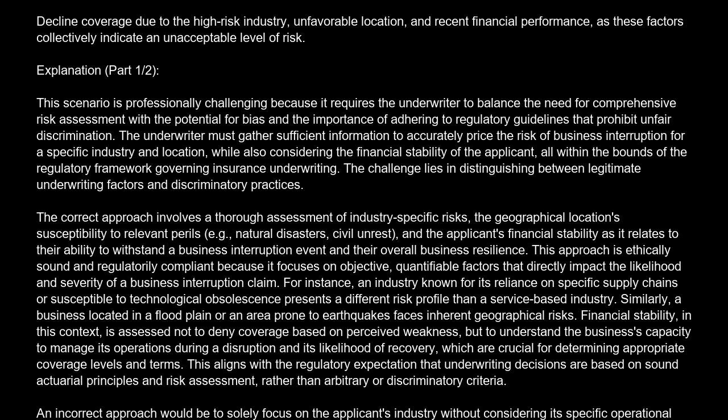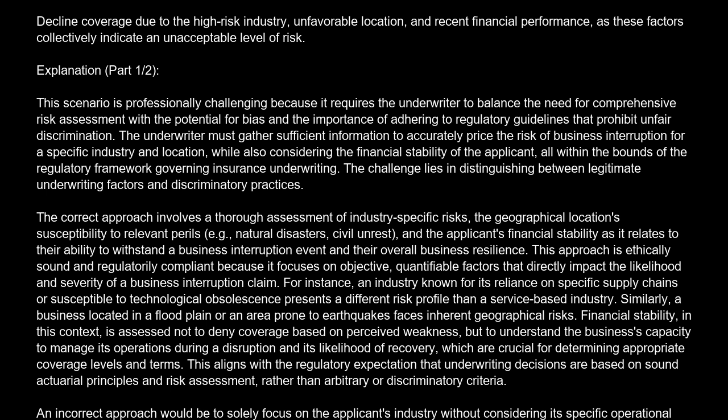For instance, an industry known for its reliance on specific supply chains or susceptible to technological obsolescence presents a different risk profile than a service-based industry. Similarly, a business located in a floodplain or an area prone to earthquakes faces inherent geographical risks.